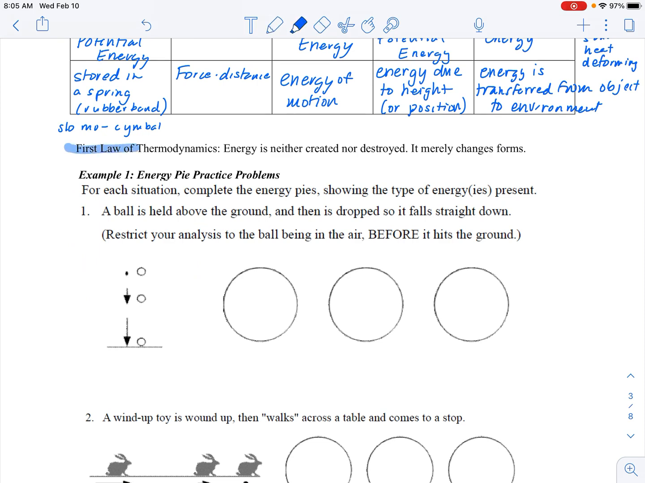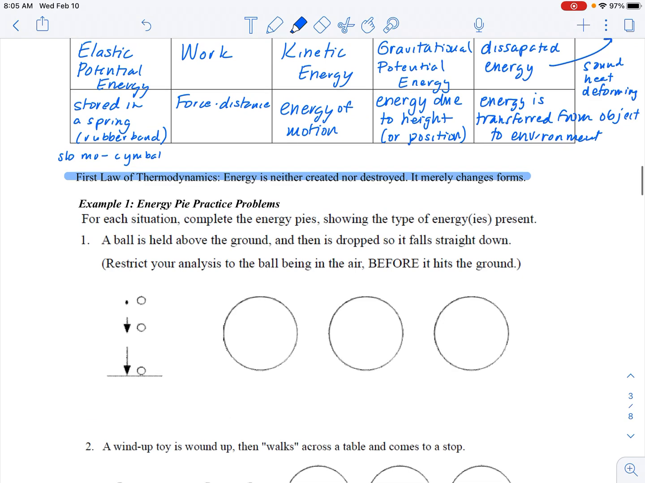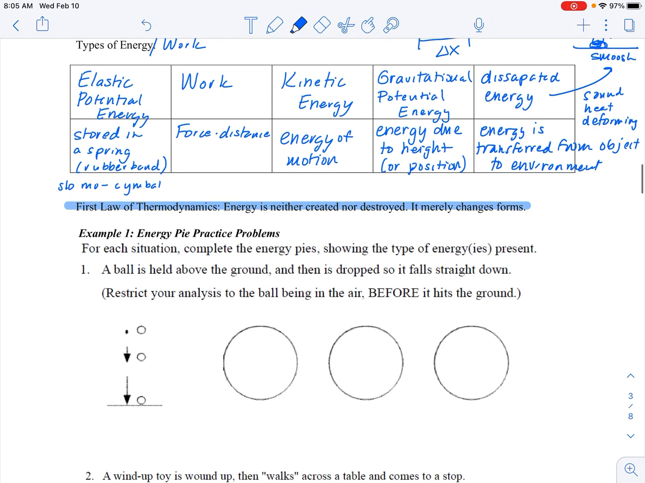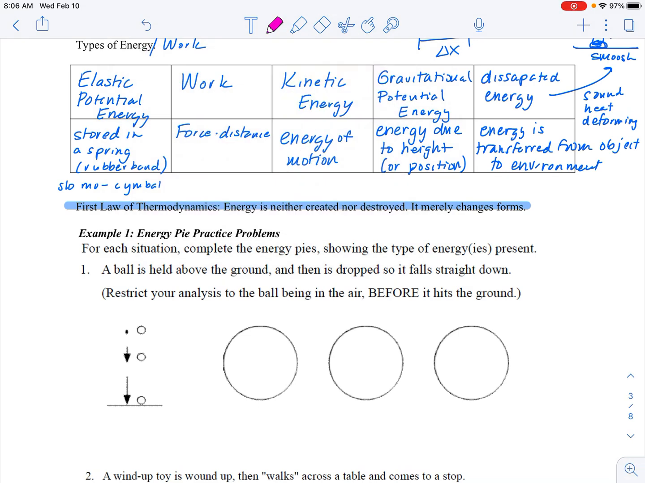So the big idea here is that energy is neither created nor destroyed, it's changing form. And what we're going to do is a series of practice problems where we just think through what are the types of energy in the scenarios, and how is energy changing form between these different forms. I'm going to use shorthand. Elastic potential energy, I'm going to call E EL. Work, I'm going to call W. Kinetic energy, I'll call K. Gravitational potential energy, I'm going to call EG or E grav. And dissipated energy, I'm going to call E dis.